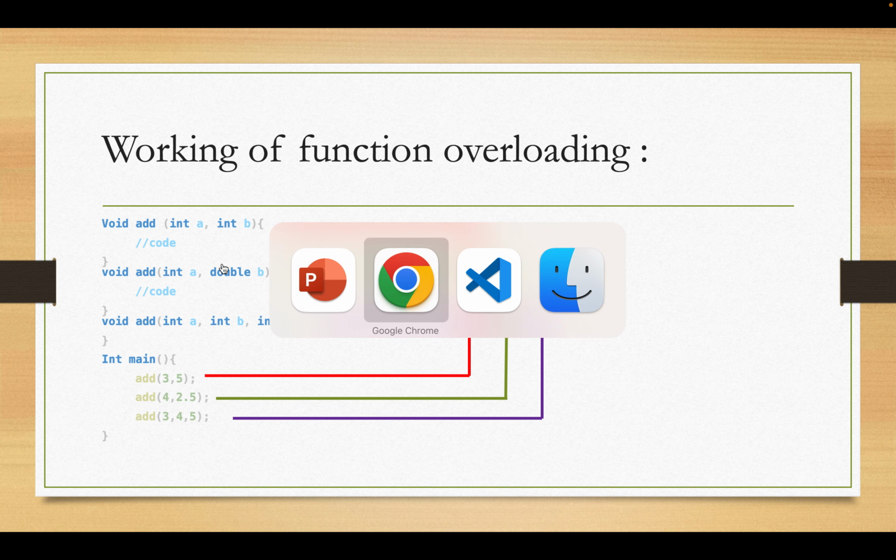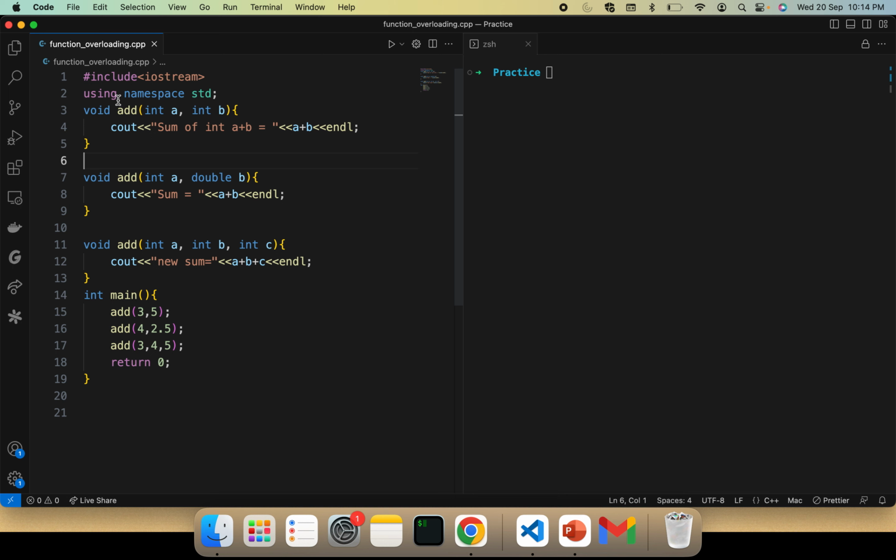Now let's take an example in C++ and see how it works. So here I have defined all three functions, and I'm calling those three functions. First, add 3, 5, so both are integer, so it should land inside this particular function. The second call should go and execute inside this particular add function, because one argument is int and the second is double, int and double. And third, 3, 4, 5 should land inside this particular function, because we are calling add with three arguments, and this is the one with three arguments. So let's execute this one and see the output of this program.